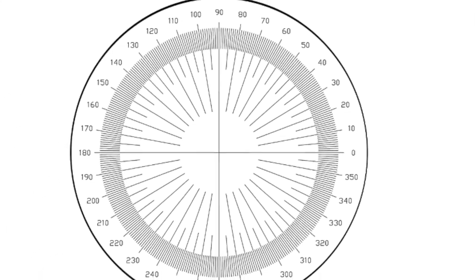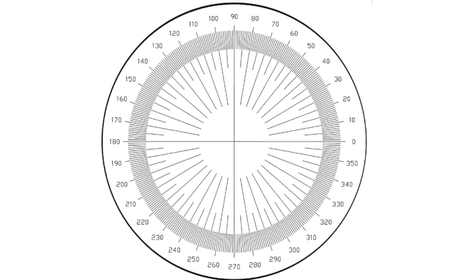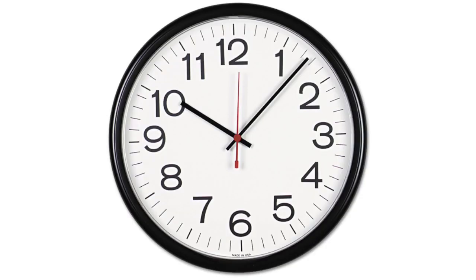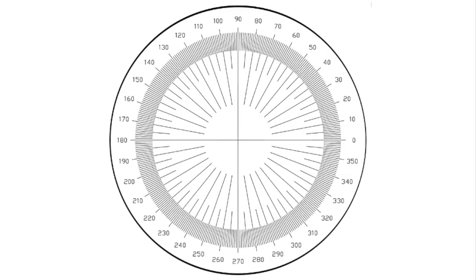Every degree, similar to every hour, has 60 minutes inside of it. And each of those minutes has 60 seconds inside of it. So today, we're going to work on converting from just a degree measurement to degrees, minutes, seconds.